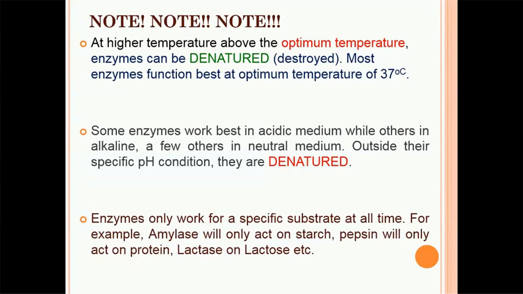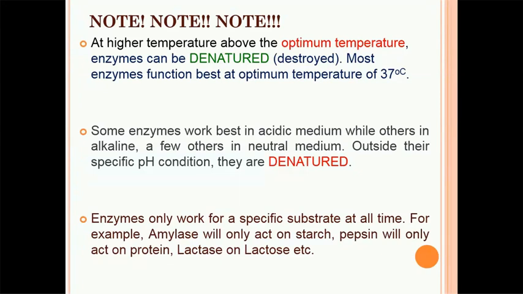Now, the second point here is that some enzymes work best in acidic medium, while others in alkaline, and a few others in neutral medium. Some enzymes like pepsin function best in an acidic medium, such as that of the stomach. An alkaline medium, like the saliva, provides the medium for ptyalin to function in the mouth. Outside their specific pH condition, they are denatured.